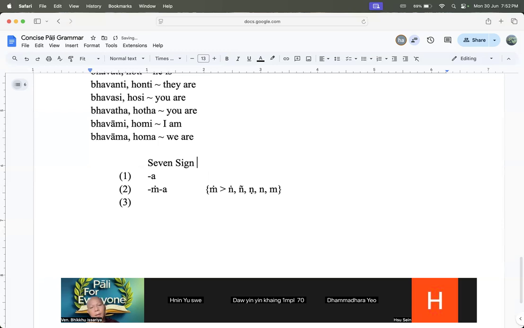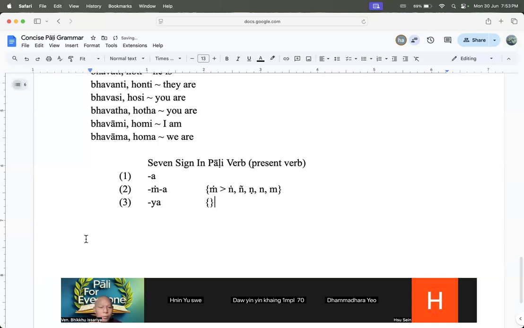So, the seven signs in Pāli verbs, especially the present verb base. For the future or for the past, sometimes we can use this sign as well. So next one is ya. For this ya also there is such a change.